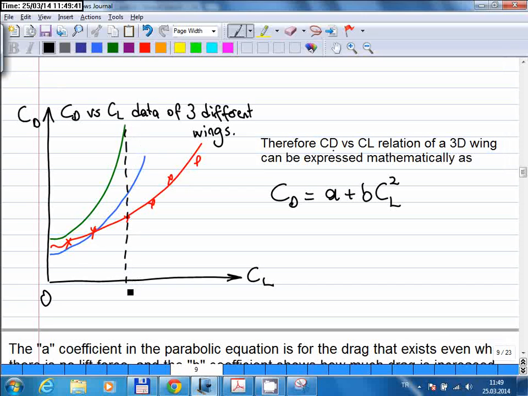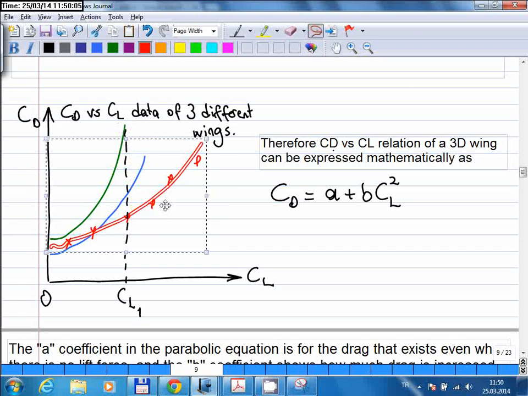So let's choose this point. So this is what you want. Let me call this CL1. And the lowest drag coefficient is given by this red wing. And if you compare the two, this green one is much worse because the drag coefficient you have for the same lift coefficient is much higher. Okay, so obviously this red wing is the best aerodynamic design.